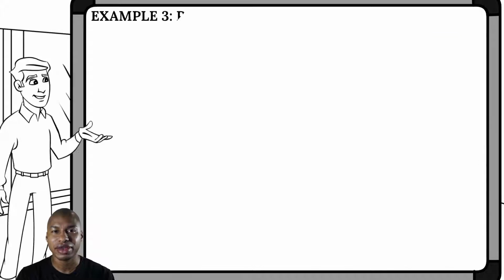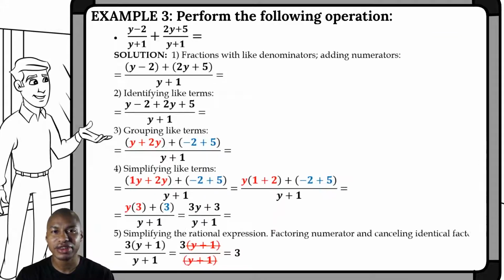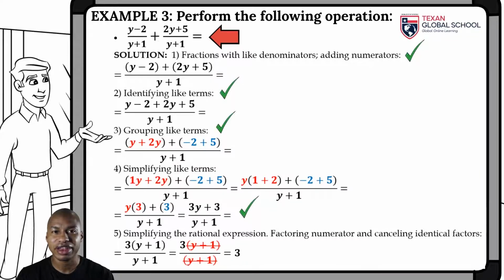In this following example, we can see that we have identical denominators. This means that we will add numerators and divide by the same denominator. As it is an addition, the signs are not altered. We group and add like terms, thus obtaining 3y plus 3 over y plus 1.